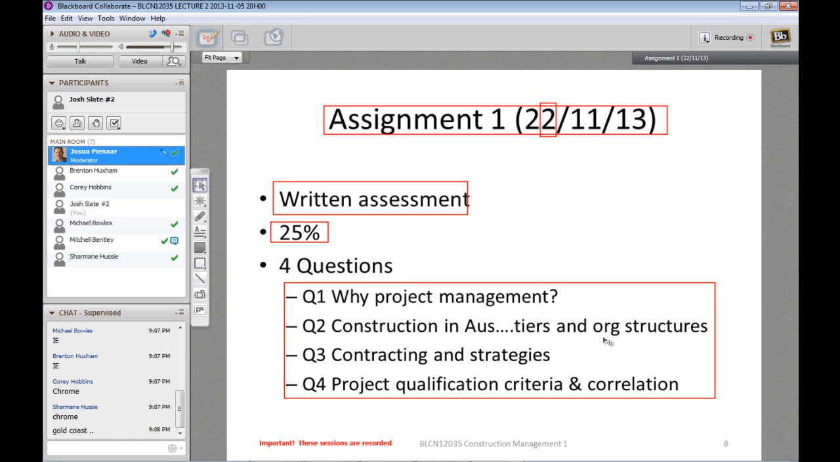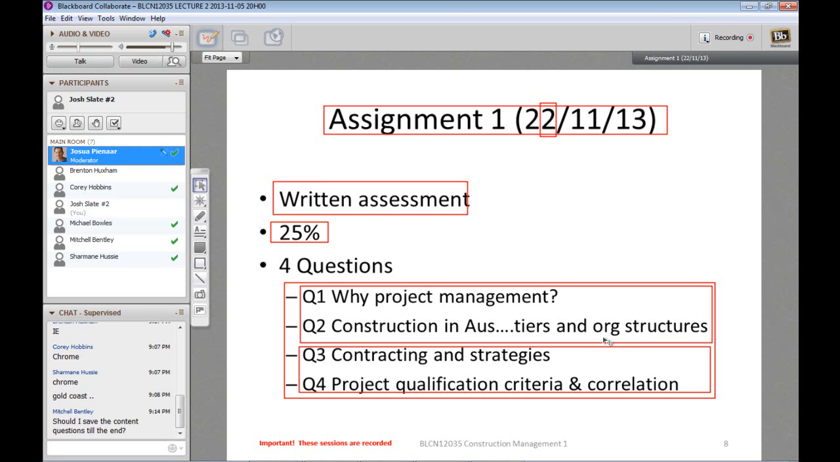The first one, questions number 1 and 2, we are basically going to cover tonight. Questions number 3 and 4 we are going to cover next week. Right, so we've got those already planned out. I'll have the slides ready for you for question number 3 and 4 in the next couple of days.